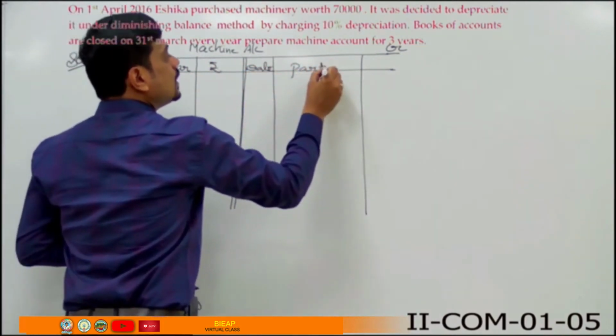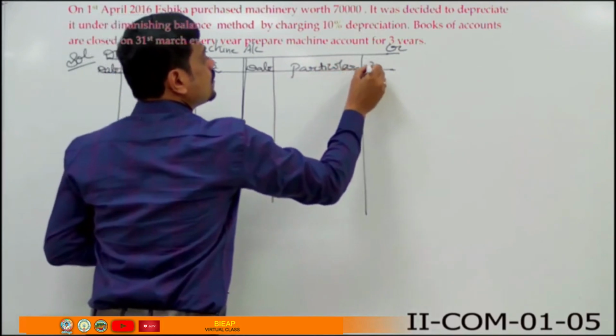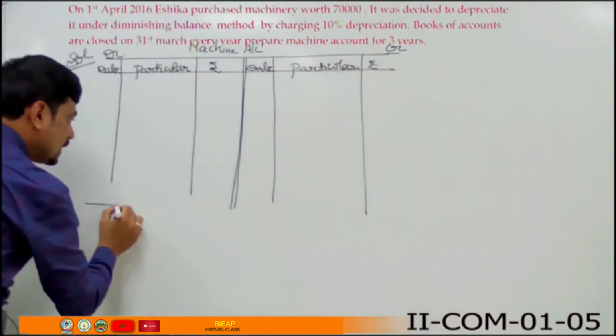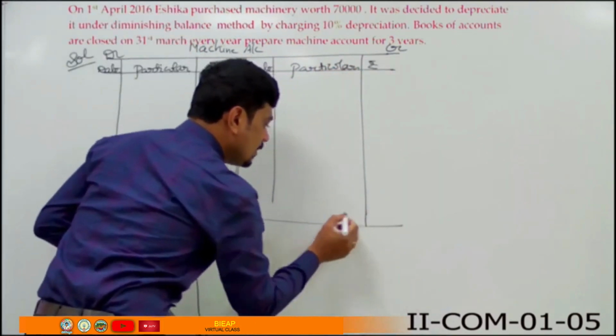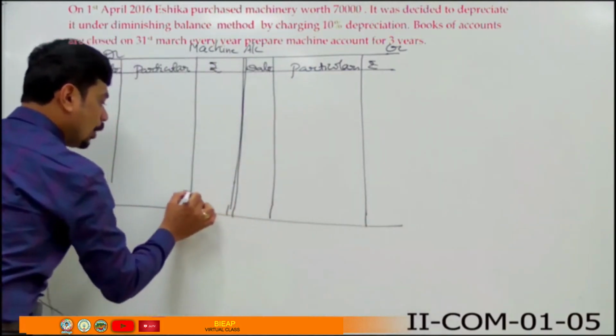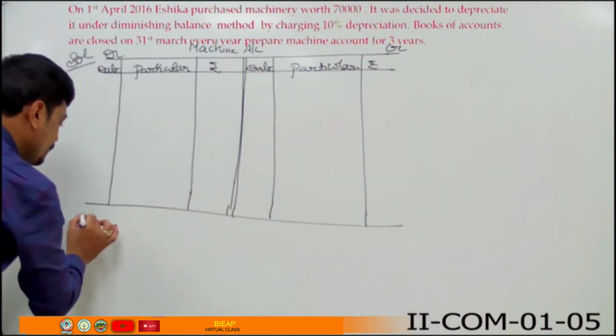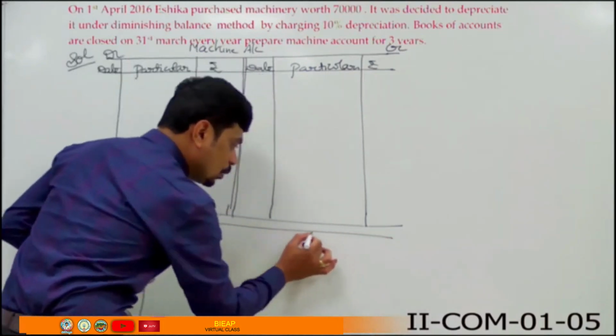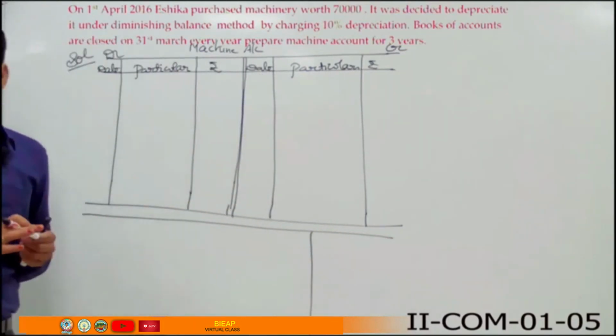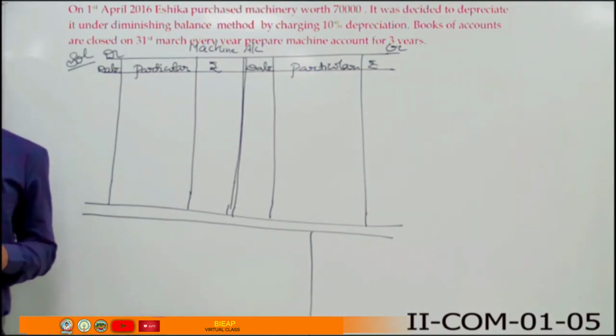So here the structure is ready. What happened? Sir has missed something, and that is the working note, which is very important. So we will draw the working notes also. And what is the rule now? The rule is the working notes will be on the page of the solution only.